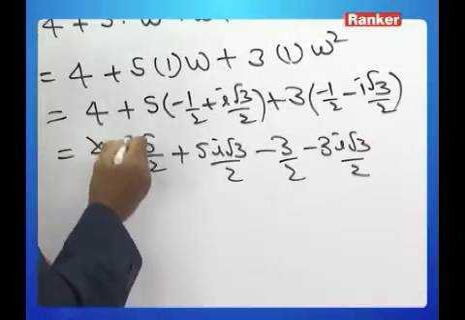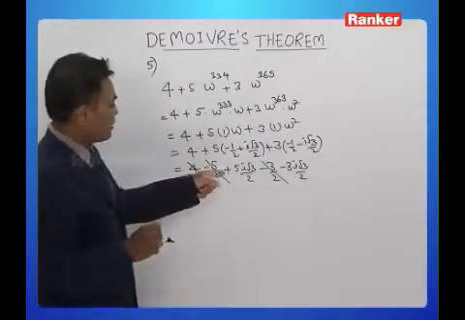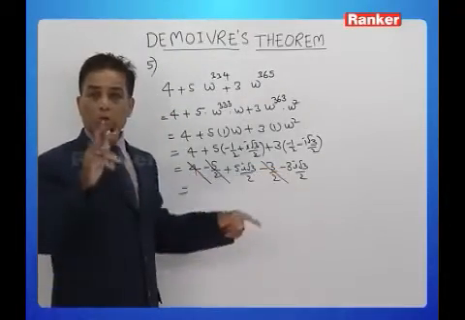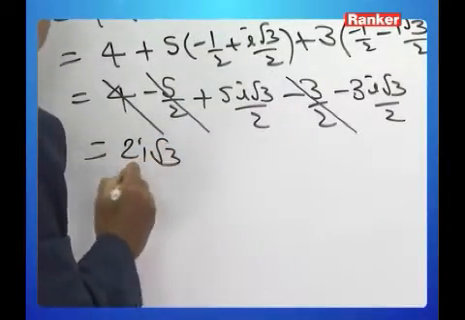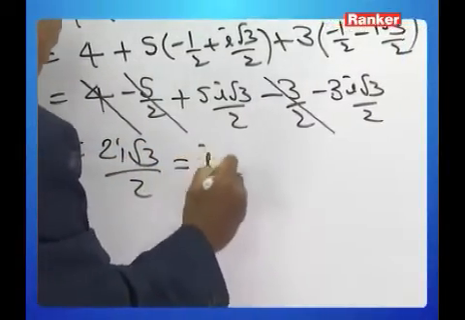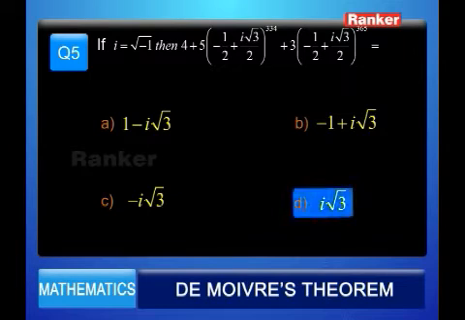So they get cancelled. The real part became cancelled, 0. Now, remaining 5 minus 3, 2 by 2. So i root 3. So your final answer is i root 3. So the right answer is i root 3. The right option is the fourth one, that is D.